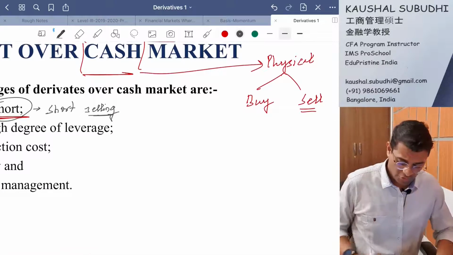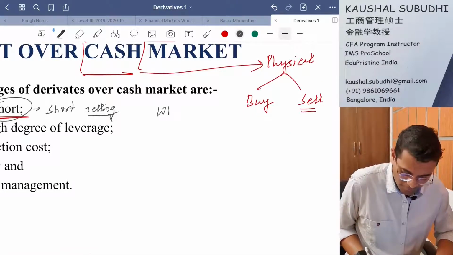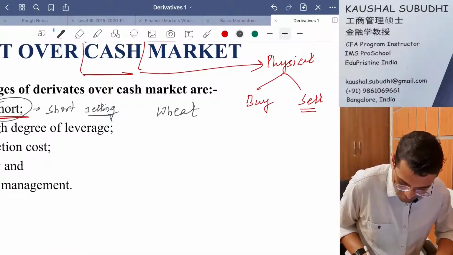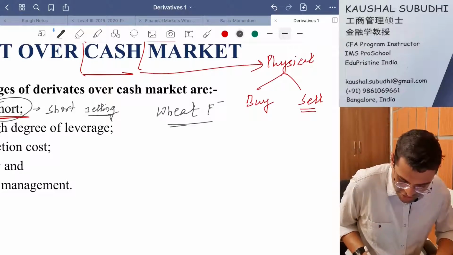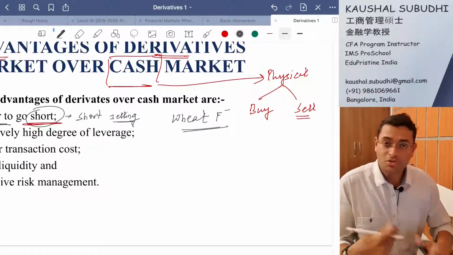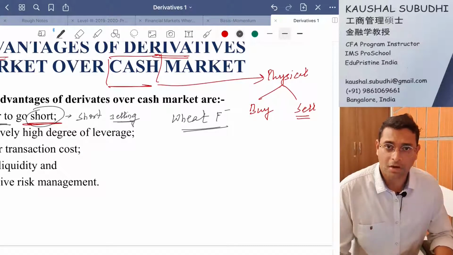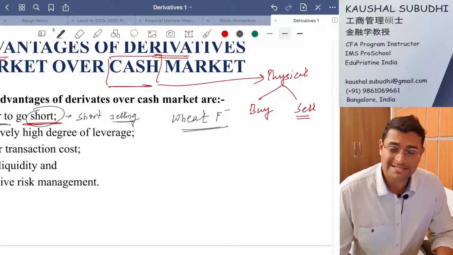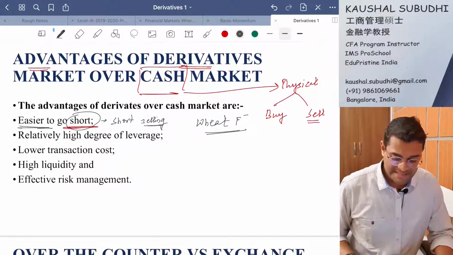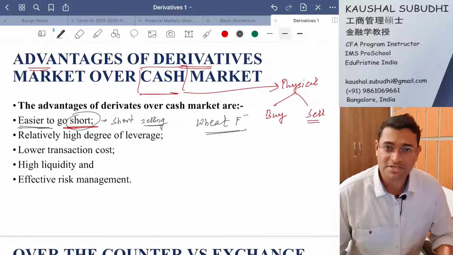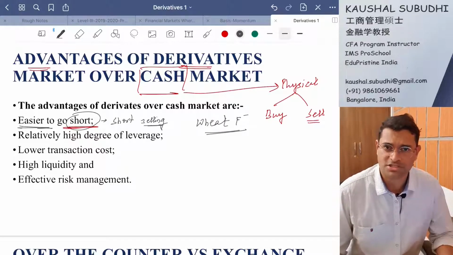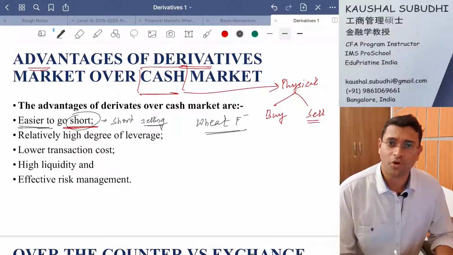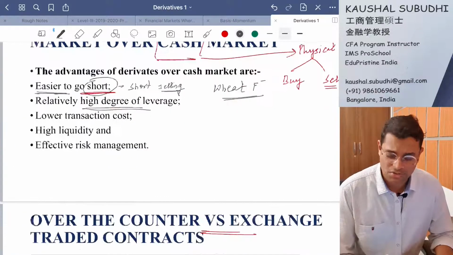That means what I would do is I will go for a wheat futures minus position. Though I don't have the commodity right now, still I can take a wheat futures sell position or a short position. Now if I do that, then even though I am not physically holding this commodity, I still have a sellable position or a short position. If the price of the futures falls, then I gain out of this transaction, and if the price of the futures rises, then I lose.